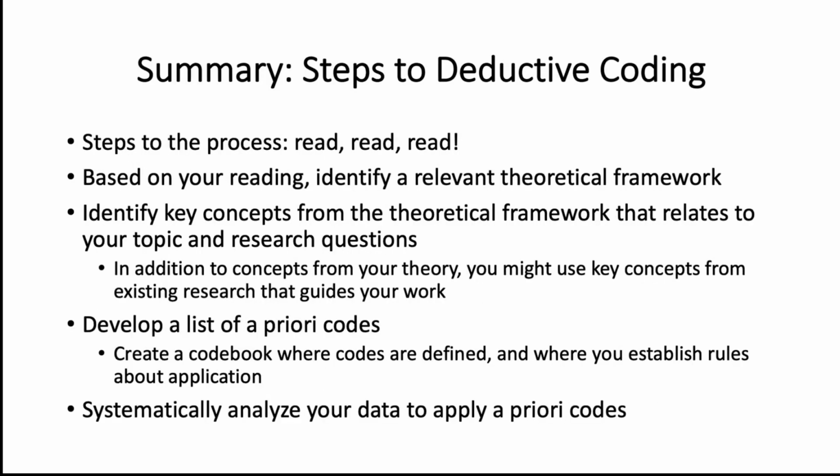So in sum, the steps to a deductive coding process are to read. Based on your reading, you want to identify some important ideas from the literature and a relevant framework. You want to identify then key concepts that come out of that framework and/or that come out of the literature that relate to your research questions so that you can look for these ideas within your data. So you want to develop that list of a priori codes, just like we did with the time, information, opportunity, to see and locate how these ideas show up within your data.